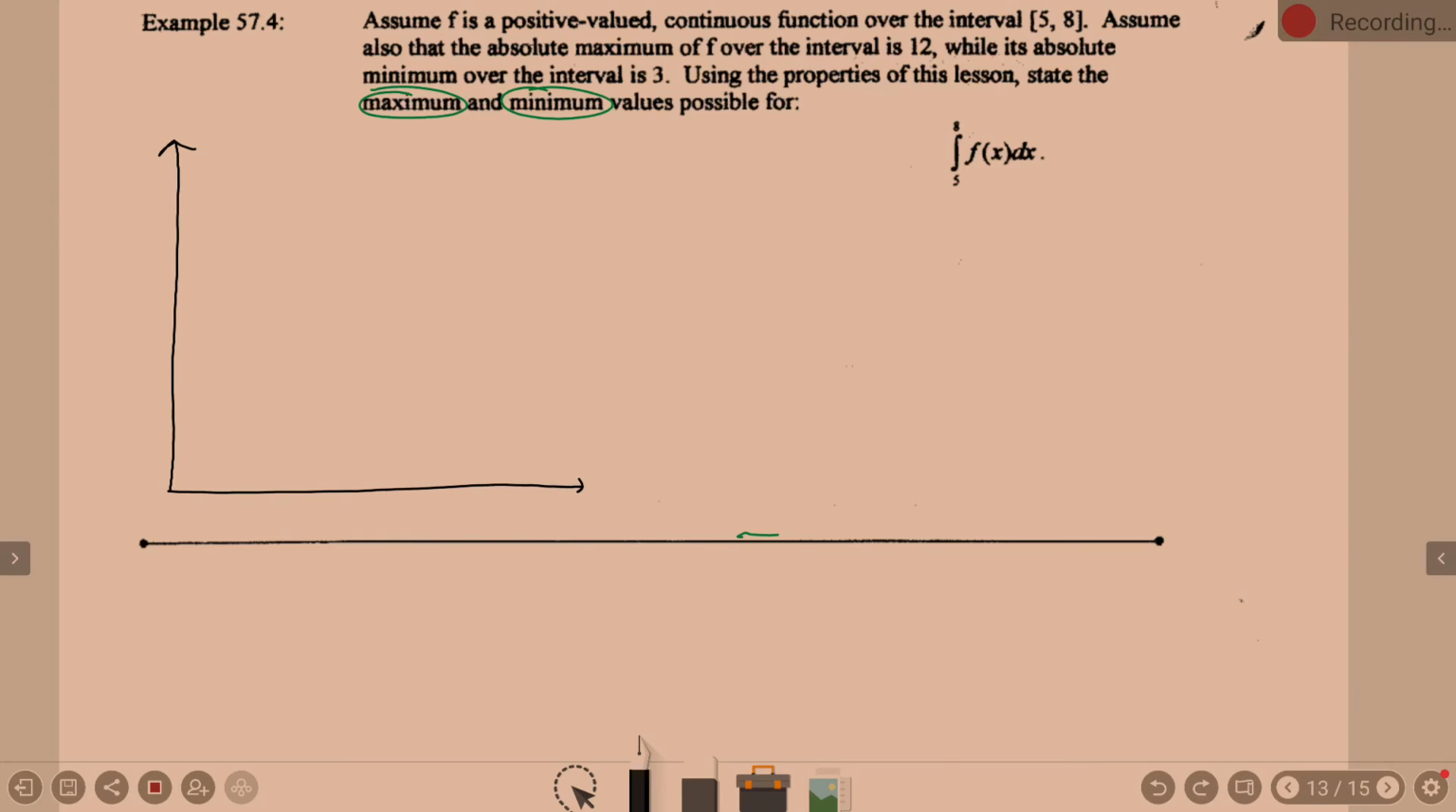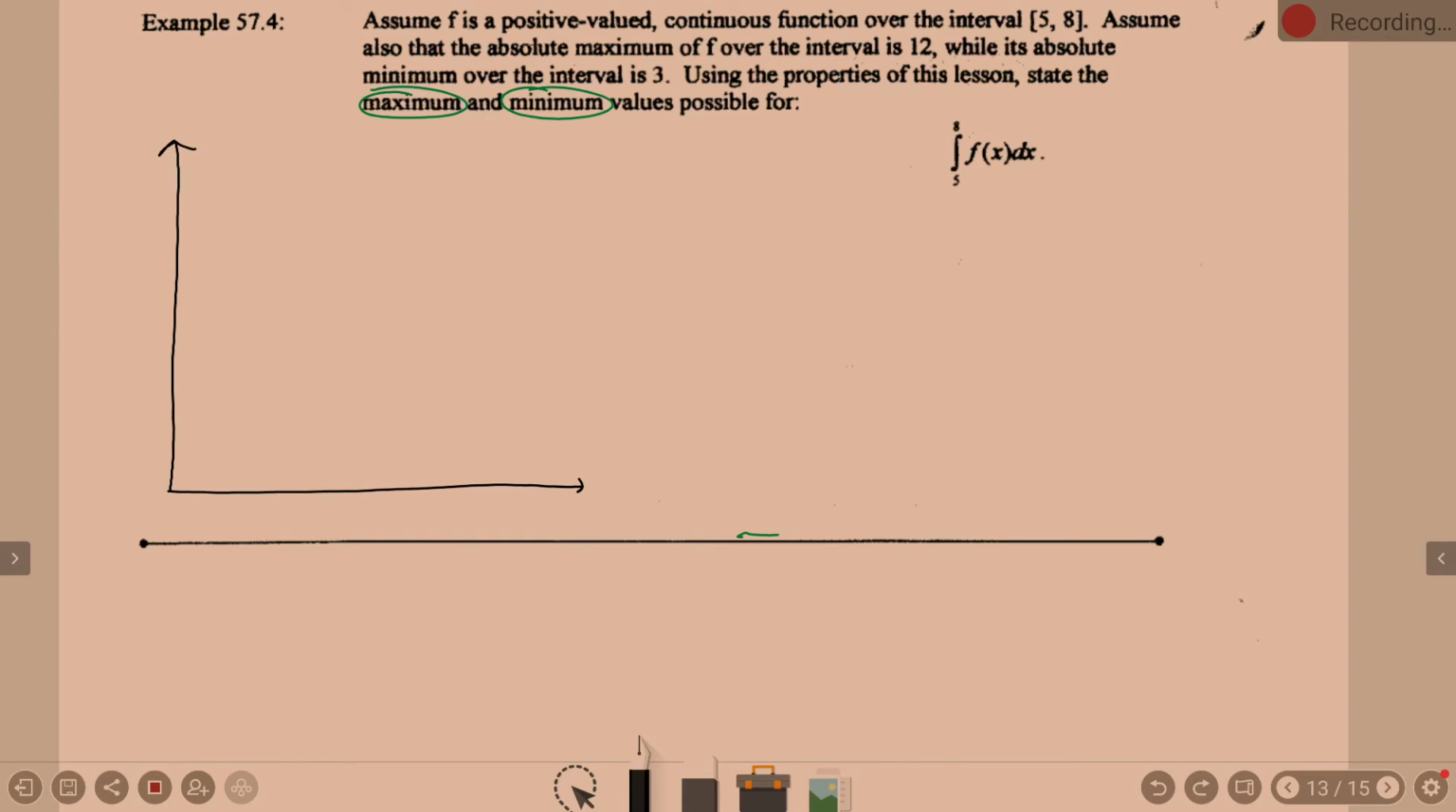Because we want the area, or the integral, from 5 to 8. What does integral mean? The area under that curve from 5 to 8. Okay, the area under the curve from 5 to 8. The key is we don't know what this curve looks like, do we? Other than we know it has a maximum value of 12 and a minimum value of 3.